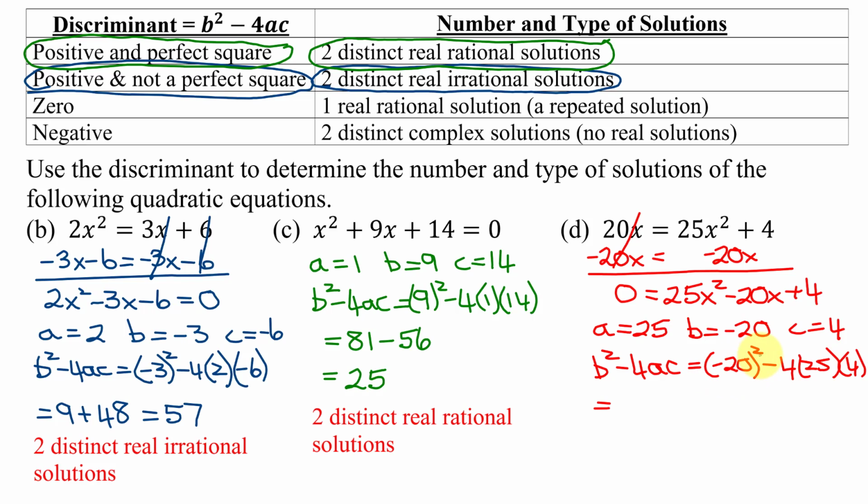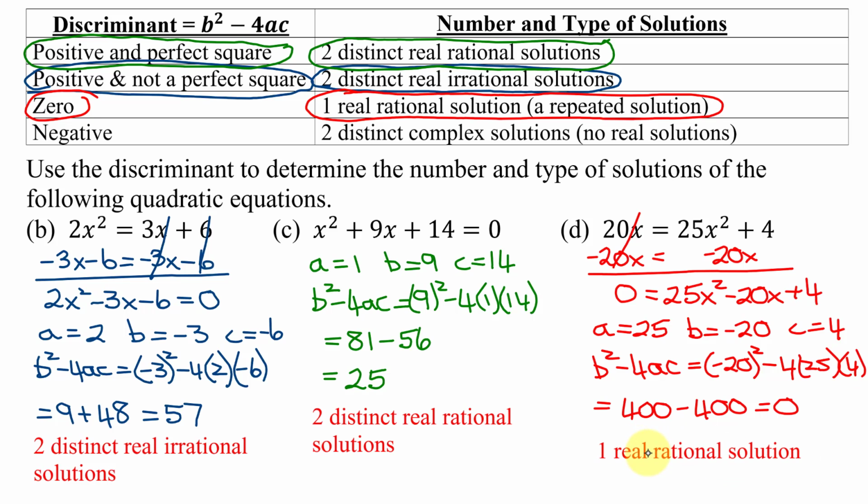So negative 20 all squared is positive 400, because negative 20 times negative 20 is positive 400, minus 4 times 25 is 100, 100 times 4 is 400, 400 minus 400 is 0. So in this case, the discriminant is 0, so I have one real rational solution that is a repeated solution. So that is the answer to part D.